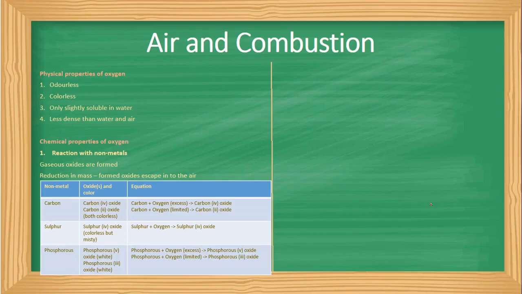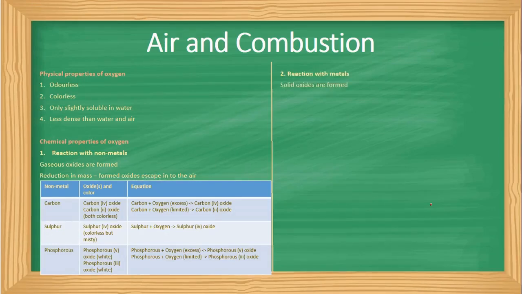In a summary, if carbon is heated in excess oxygen, carbon(IV) oxide is formed, and if there is only limited oxygen, carbon(II) oxide is formed. Both are colorless. If sulfur is burnt in oxygen, sulfur(IV) oxide, which is colorless but misty, is formed. If phosphorus is burned in oxygen, phosphorus(V) oxide, which is white, is formed in excess oxygen. And if the oxygen is limited, phosphorus(III) oxide, which is also white, is formed.